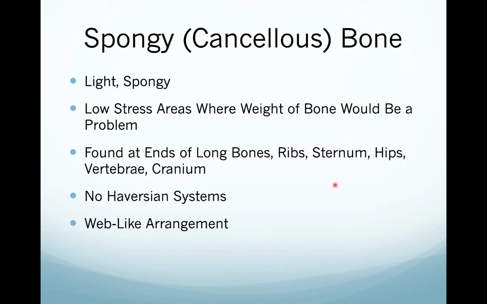Then underneath the compact bone, you have what's called spongy bone. It's also known as cancellous bone. It is very lightweight and it is full of red bone marrow. Spongy bone is going to be found in areas of low stress. It's going to be found at the ends of long bones, in the ribs, sternum, hips, vertebrae, and cranium. Spongy bone doesn't have a haversian system.